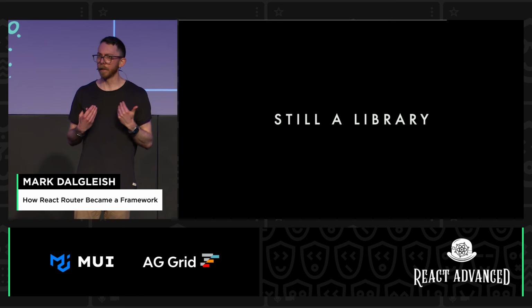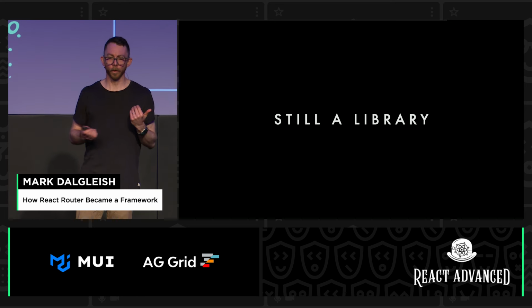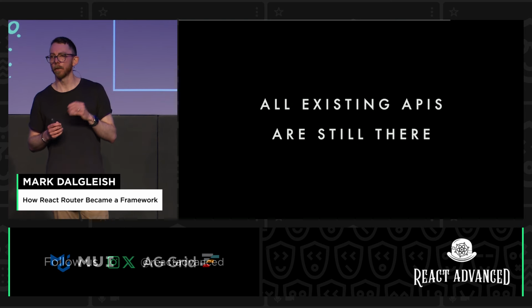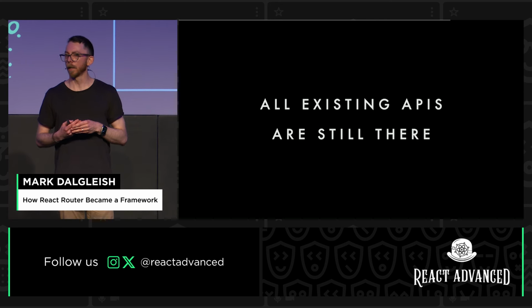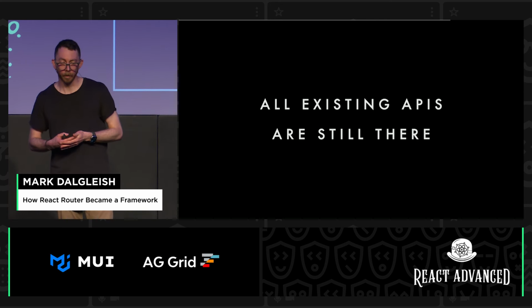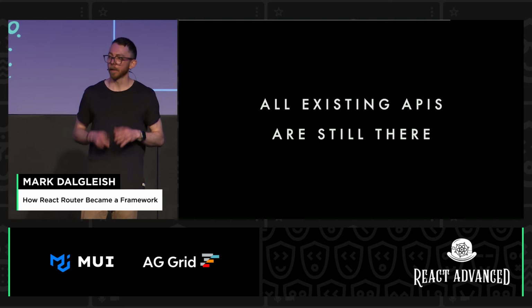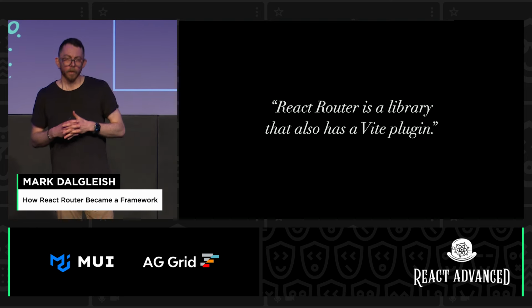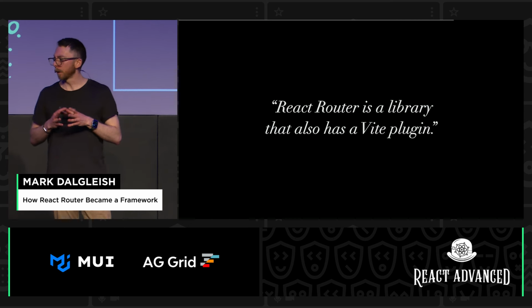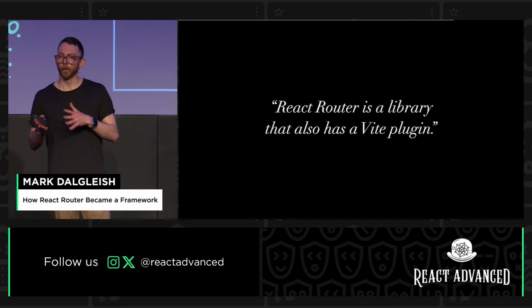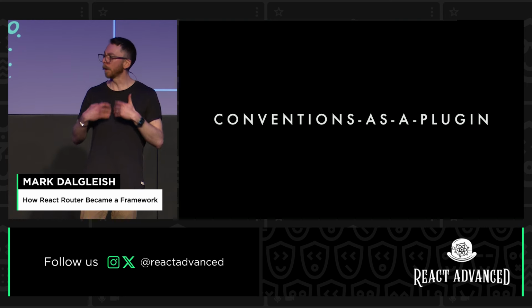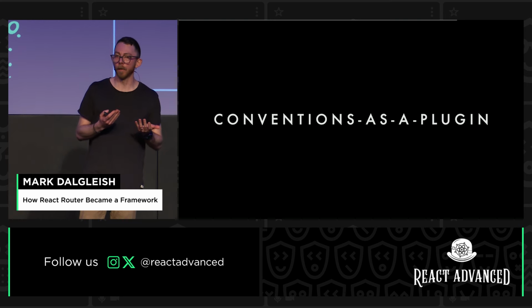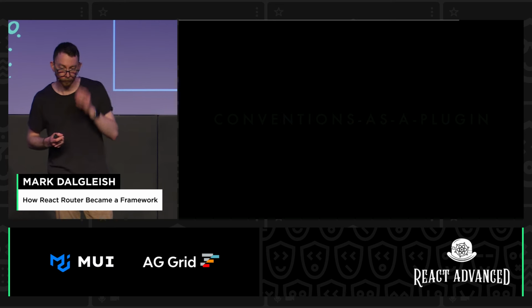But what's interesting, I think, is that it is still a library. So all of the existing APIs that you've come to know and love from React Router 6 today are still there. So you can continue to ship as you do today, with or without the Vite plugin, with or without Vite. You can use alternative bundlers. All of those lower level library APIs are still there. So an interesting midpoint, I think, another way to think about it is that React Router is a library that also has a Vite plugin. Again, following that conventions as a plugin pattern, where we ship you a plugin that helps you best use the library if you like, but it's completely optional.